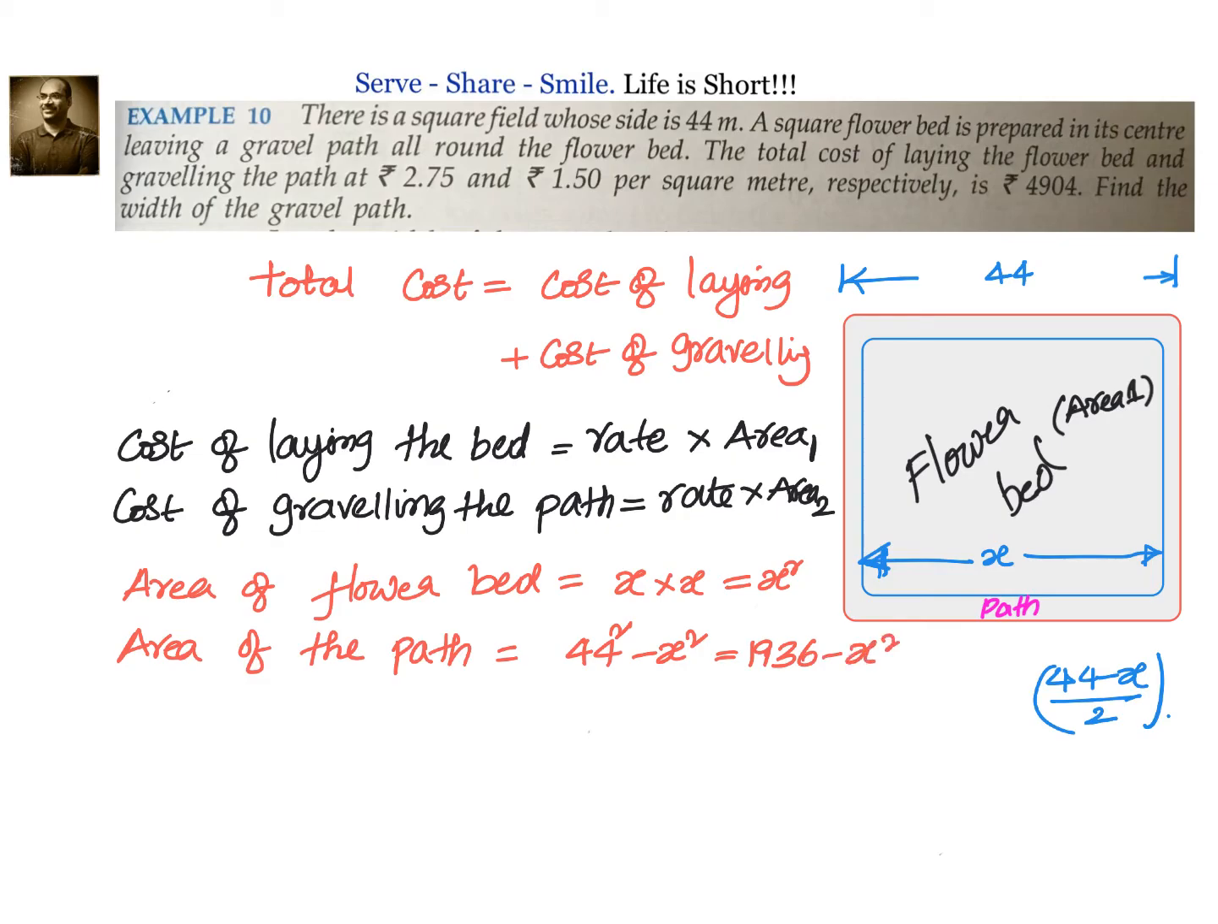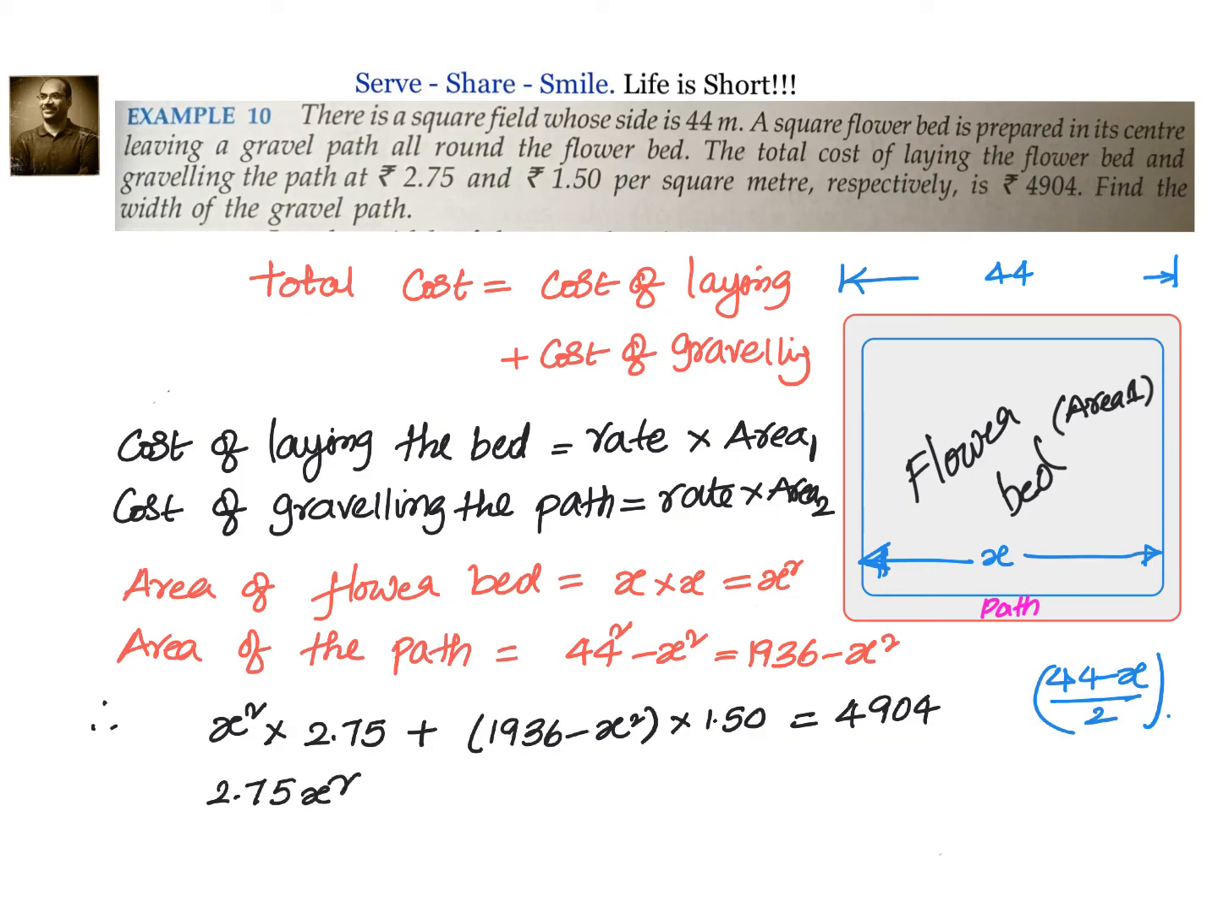Now let's go to the total cost. We'll write down, therefore, area of flower bed, that is x square, into the rate for the flower bed, 2.75, plus cost of graveling is given by area of the path, that is 1936 minus x square, and that we have to multiply with 1.50, and this is equals to 4904. Let us simplify this.